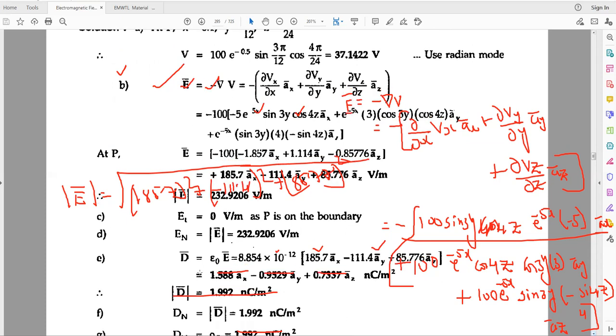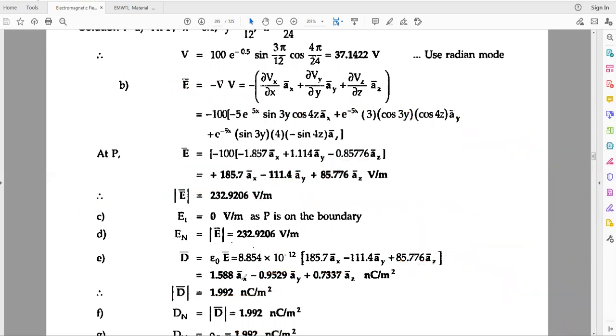The next is the D bar. The D bar is related to E bar as epsilon naught into the total E bar, and we again get the X bar, Y bar and Z bar coefficients for the electric flux. So the magnitude is obtained by squaring all the values, similar to the E bar. We find the square root of 1.588 whole square, minus 0.9529 whole square, and 0.7337 whole square. You get the D bar equal to 1.992 nanocoulomb per meter square.